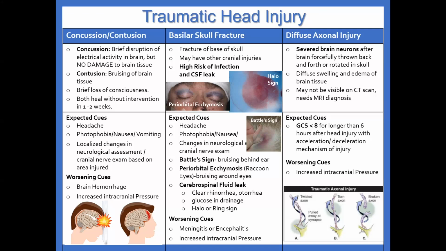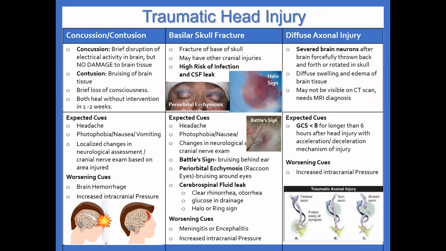These are just all the different kinds and how you recognize them. But basically, with a diffuse axonal injury, the patient never woke up. And the reason is that the brain is thrown, and this is usually high speed, high impact injury. So car accidents, motorcycle accidents, high speed accidents, boating accidents.